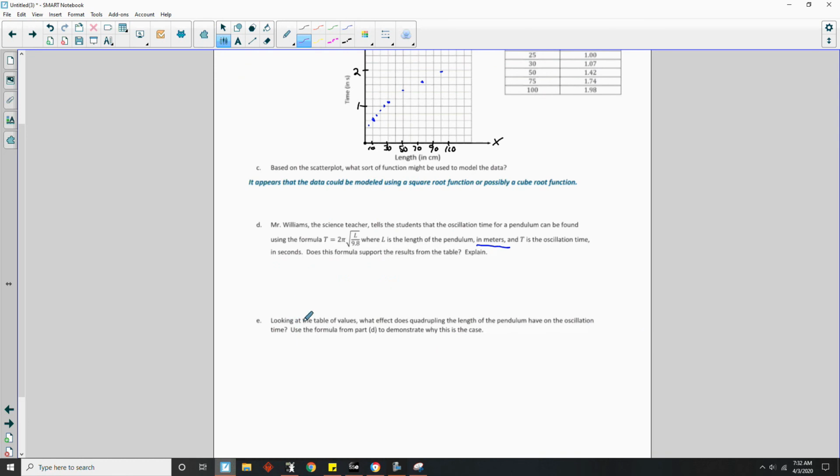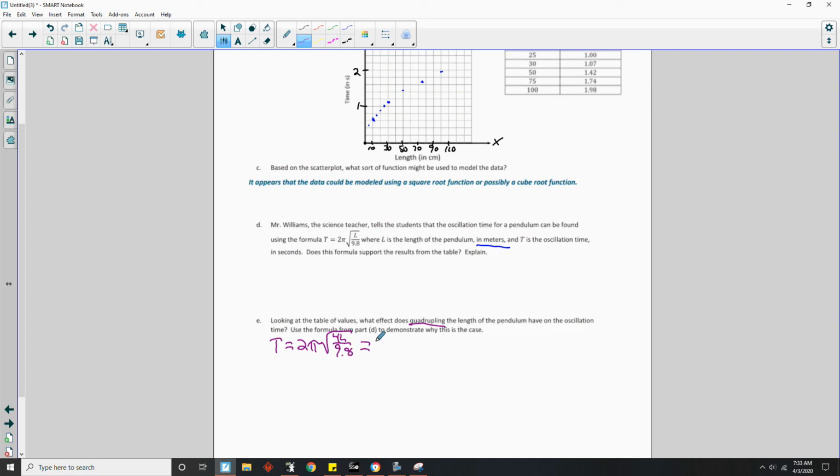Part E says, looking at the table of values, what effect does quadrupling the length of the pendulum have on oscillation time? Use the formula from Part D to demonstrate why this is the case. So we're going to use the formula T equals 2 pi square root of L over 9.8. If we're going to quadruple the length, that would be 4 times the length, 4L. So there's our equation. Quadrupling means multiplying by 4, so it's going to be 4L divided by 9.8 in our equation.